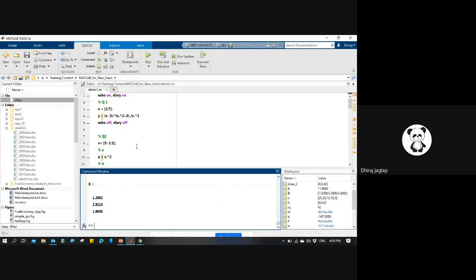Also, there are some mathematical functions, like if I want to find the mean, or the maximum value or minimum value, I can use the max function for it, or mean. Okay, so let me clear this command window.